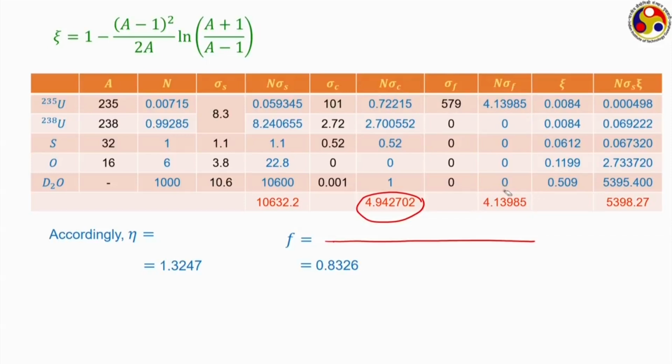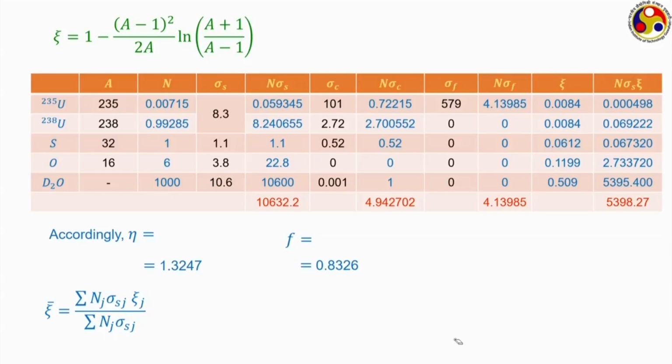So, we have now 2 quantities, eta and F. Now, we come to the complicated one, that is the resonance escape probability. Now, to calculate resonance escape probability, first we need to know the weighted average value of zeta. So, zeta weighted average value, that was given earlier as summation of n sigma s zeta for all elements divided by summation of n sigma s, where this denominator actually is the total scattering cross section, which is this quantity, and the numerator is this one that we have already evaluated. So, if we get the ratio, it comes to be 0.5077.